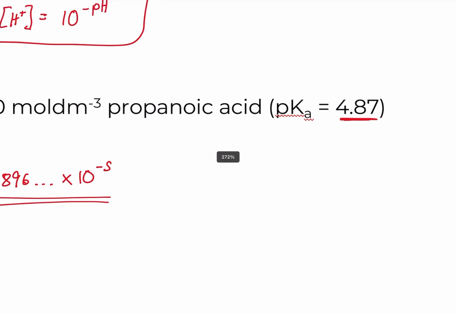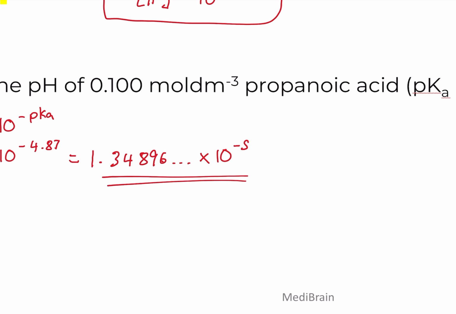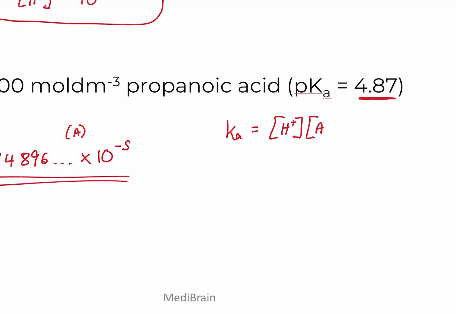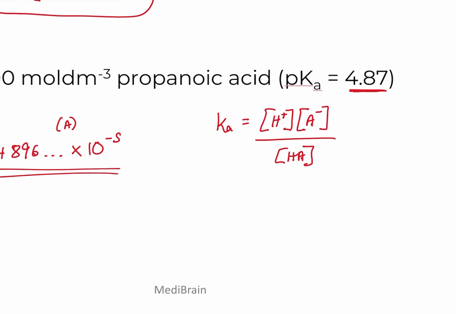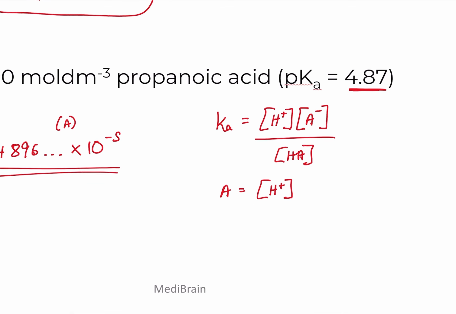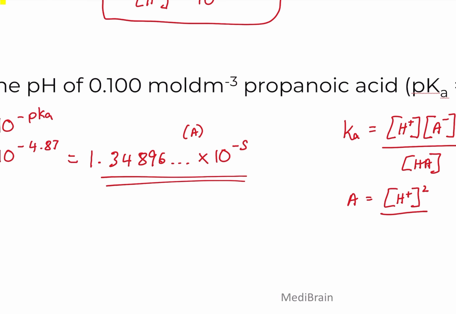We can calculate the pH. I'm just going to store this as A in my calculator. We know that Ka equals H plus A minus over HA. Ka is stored as A in my calculator. We've got H plus, which we need to work out, and that's going to be the same as A minus because we're dealing with a weak acid. It will always tell you in the question if it's a weak acid or not. So it's H plus squared over HA, which is just this, 0.1.